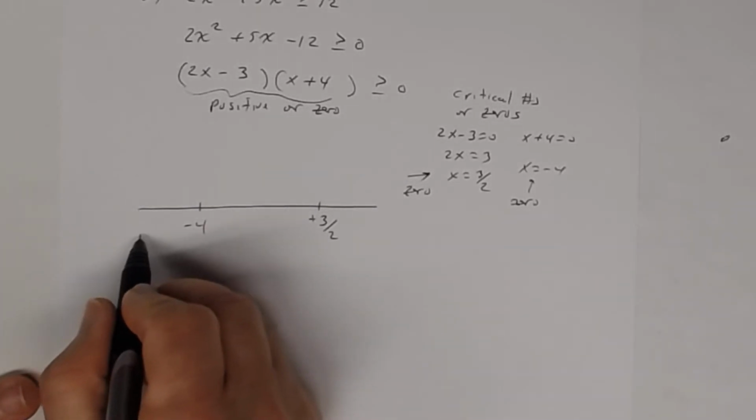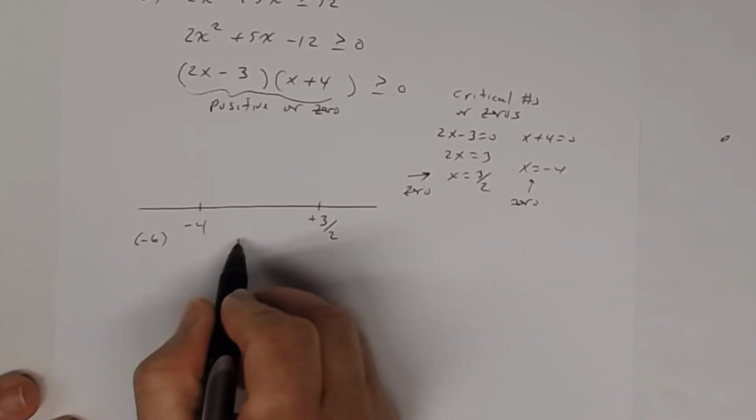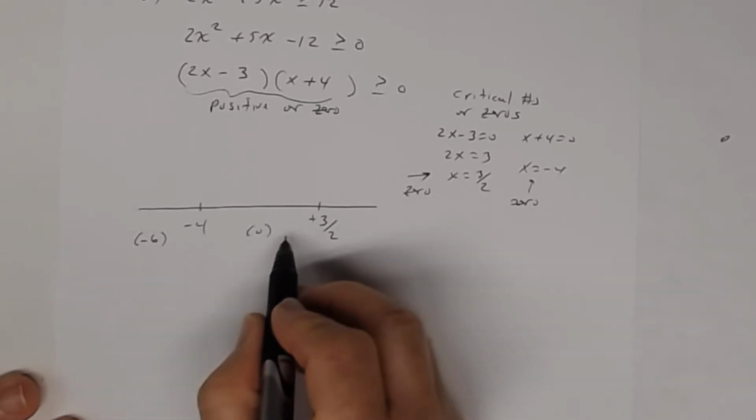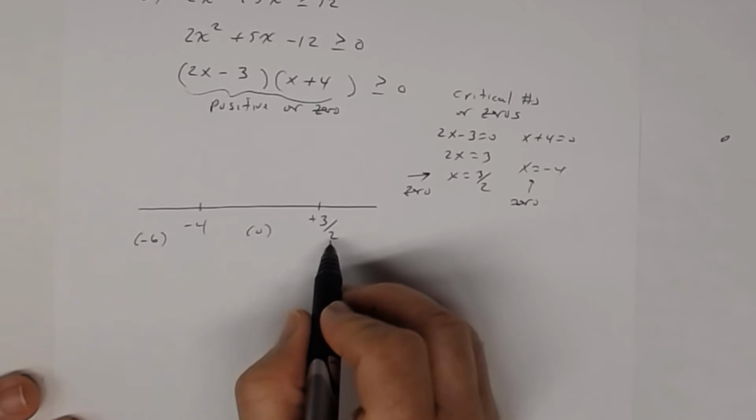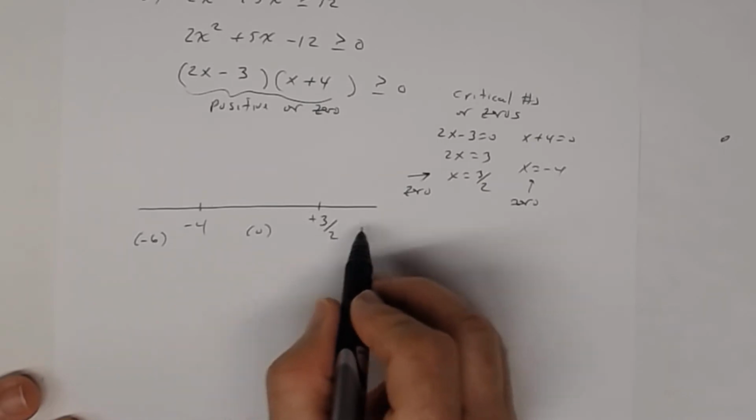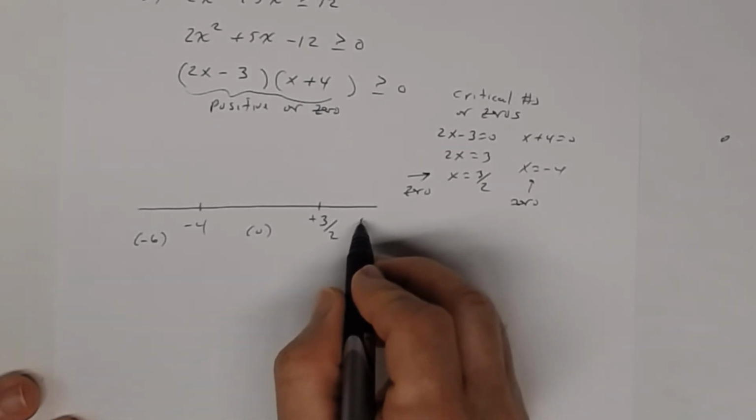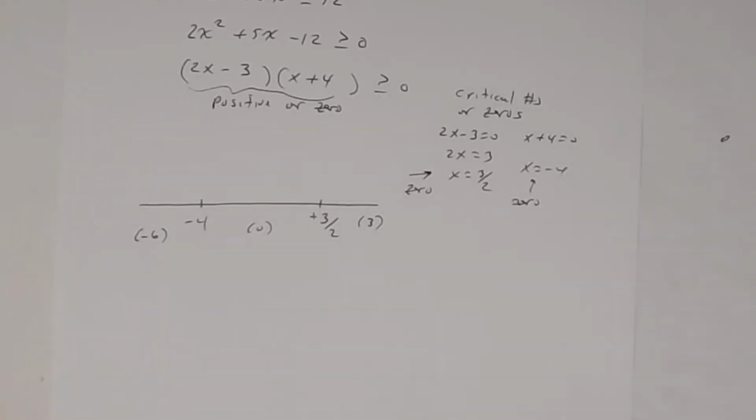We pick a test point. So let's say my test point's -6. Over here, I'm going to go ahead and use 0 because 0 is in there. And for this test point, 3 halves is 1.5. So pick a number greater than 1.5. So let's say 3. Okay? So those are my test points.